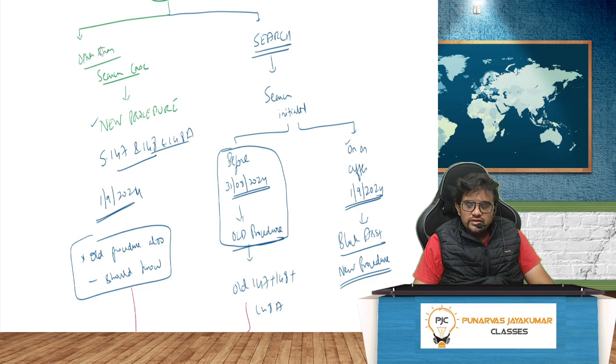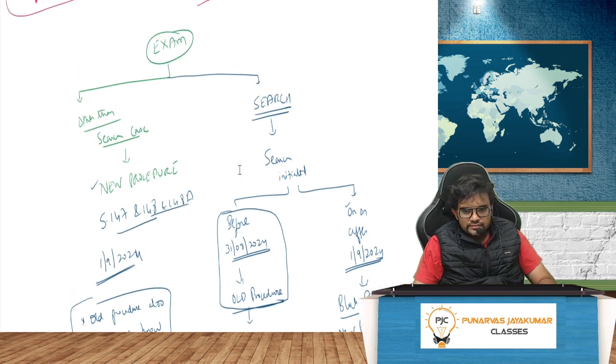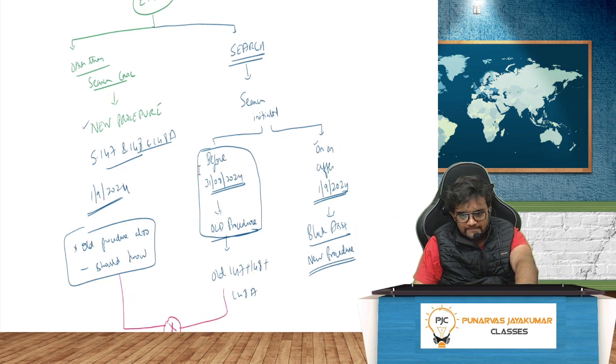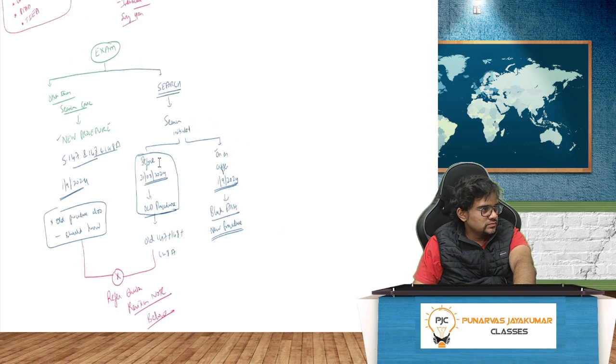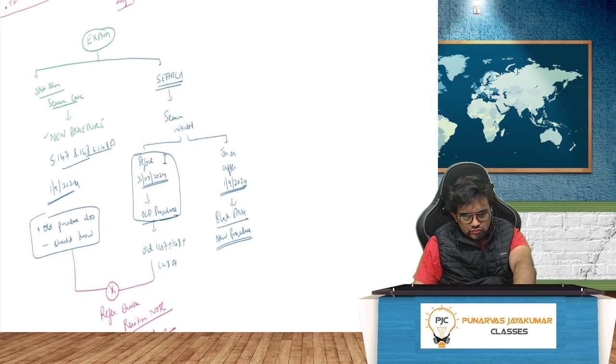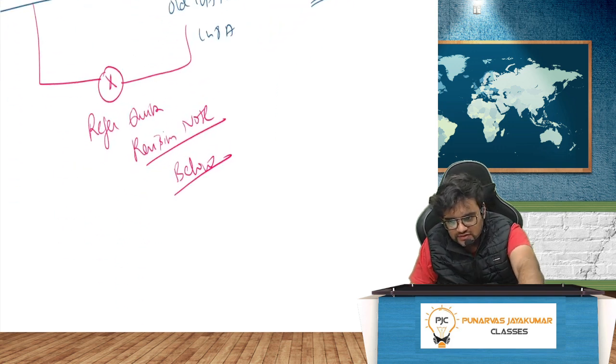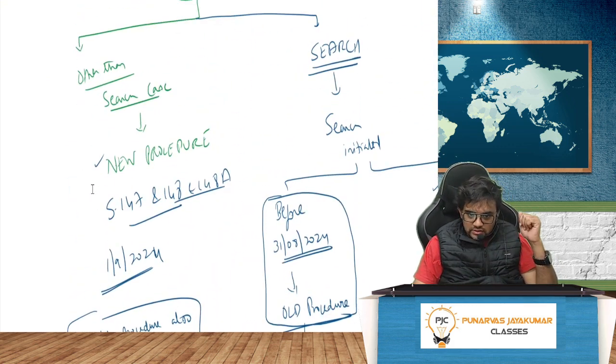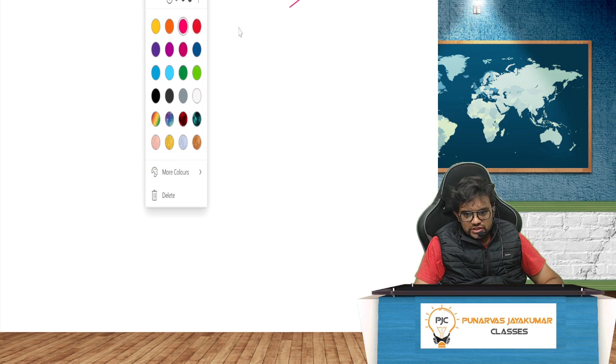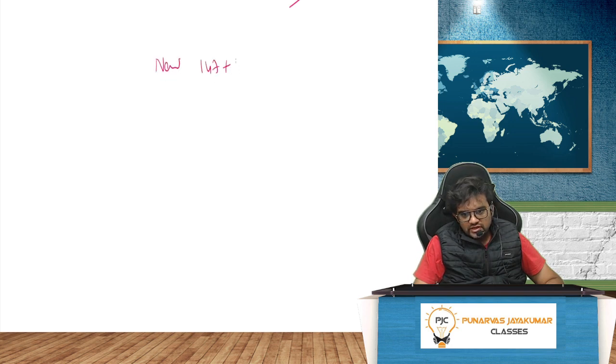Means there is new 148, new 148A, new 149. Now you will understand easily because we know the old one. That's how we should study. We know the old one, new one will be easy. Now let's see new procedure for other than search cases. First we'll study other than search, then next discussion is search. New 147, 148, 148A, 149. Everything she has changed.